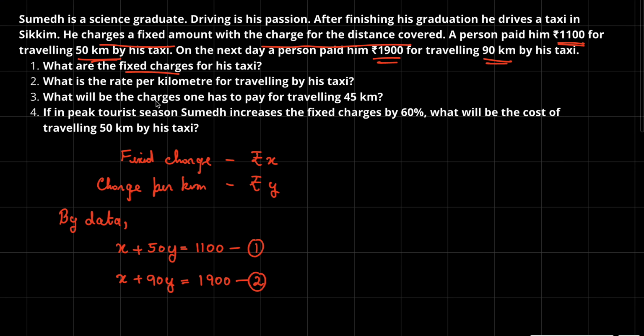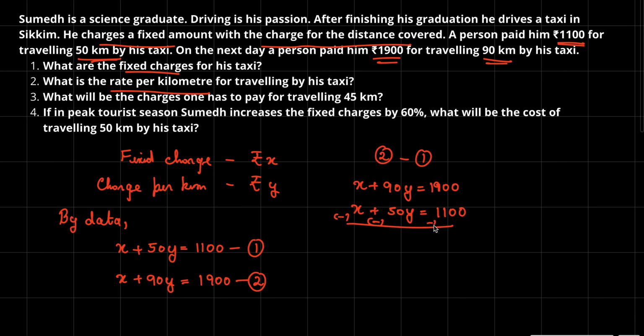We need to find the fixed charge. We need to also find the rate per kilometer, that is basically finding X and Y. So we'll solve equation 2 minus equation 1. We'll go for elimination method here. X plus 90Y equal to 1900. X plus 50Y is equal to 1100. Change the signs, minus, minus, minus.